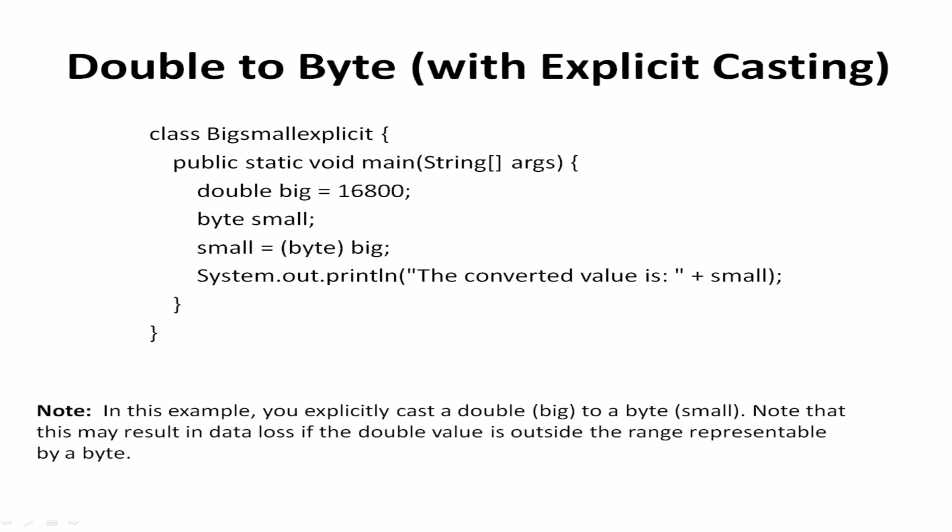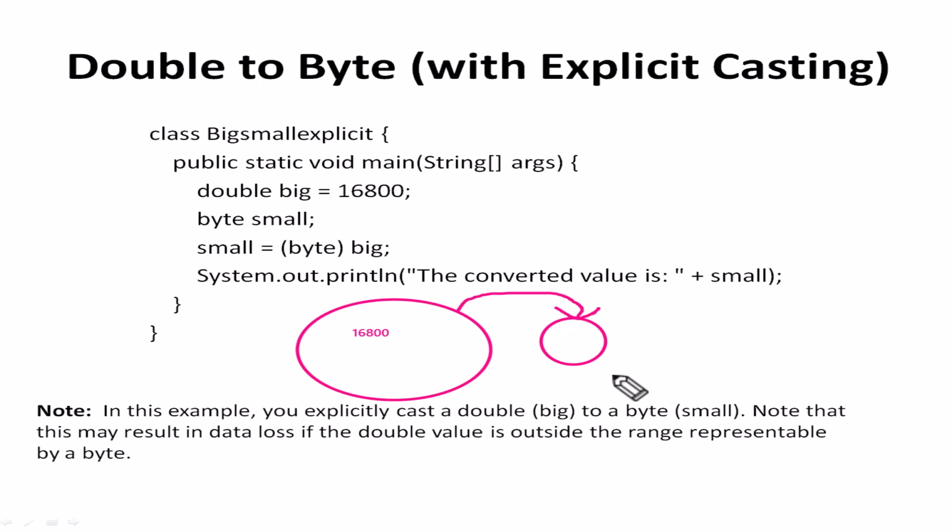So let us consider the example. Here you have a big value, 16,800. Now here you declare a byte which is small, and you try to convert and place this particular value inside this one. Is it able to fit? It is not able to fit even though you are trying to convert. This results in loss of data if the double value is outside the range represented by a byte. So this particular problem is going to arise.